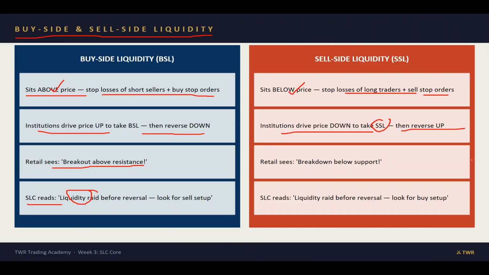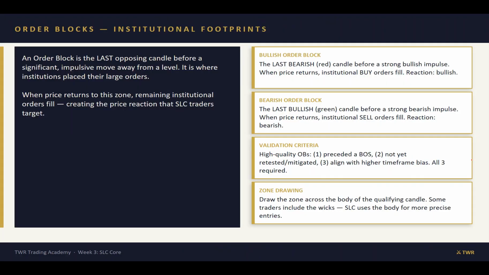Now, let us get into the nitty gritties of this system. There is something known as order blocks. Okay? These are institutional footprints. As I said, institutions cannot hide their movements. An order block is the last opposing candle before a significant impulsive move away from a level. It represents the candles in which institutions place their orders.